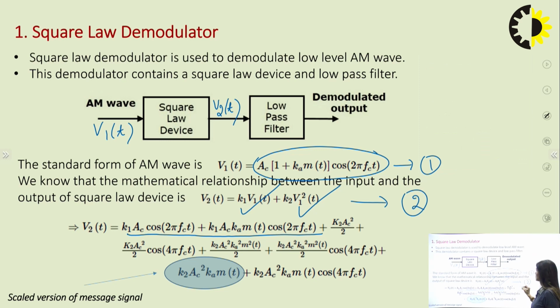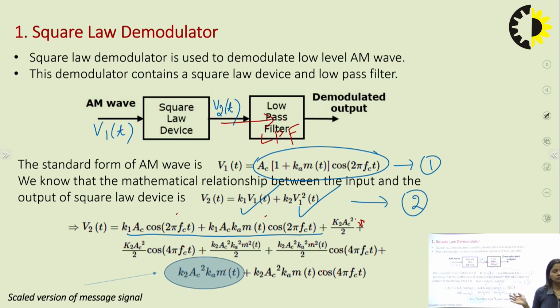So put the value of equation number 1 in equation number 2 and solve the expression. Here you will find how many terms? 1, 2, 3, 4, 5, 6, 7 and 8. Now this V2(t) is being passed to the LPF, the low pass filter, right?